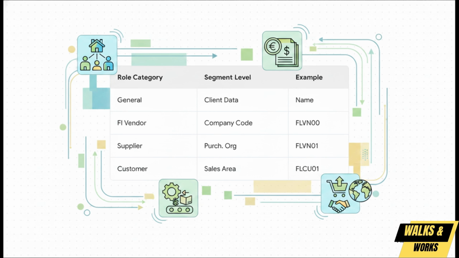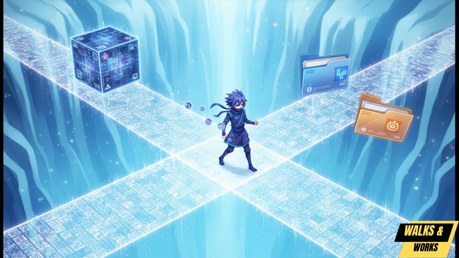You just add the customer role for the sales area. One single record, infinite flexibility. But wait a second, the FI subledgers still technically need customer and vendor accounts to function, right? So how does that work?